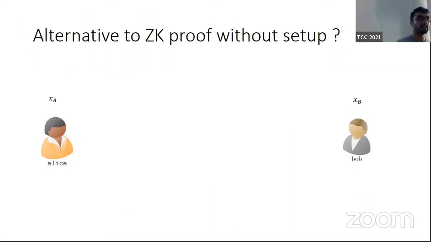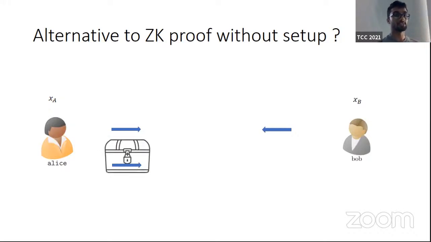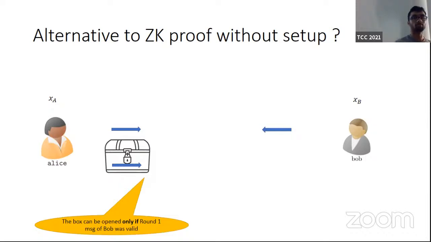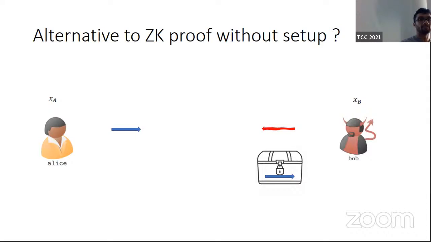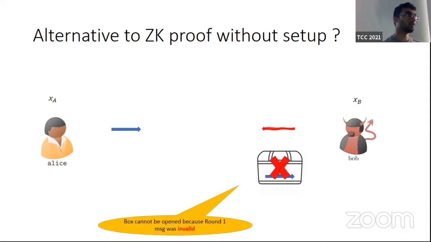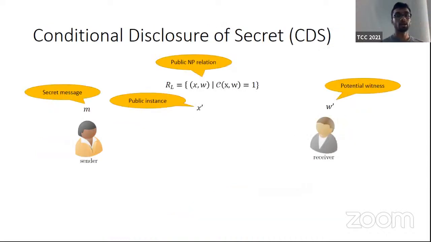So with that, we asked whether there are alternatives to zero-knowledge proofs which wouldn't require setup. For example, intuitively, can we have it so that Alice can lock her second round message in a box and send it over, so that the box is decryptable by Bob only if Bob sent a valid round 1 message. And if not, the box wouldn't be open and Bob wouldn't be able to retrieve Alice's second round message.